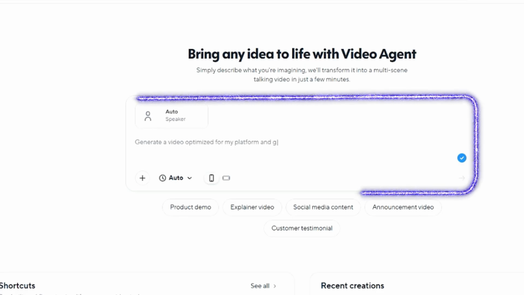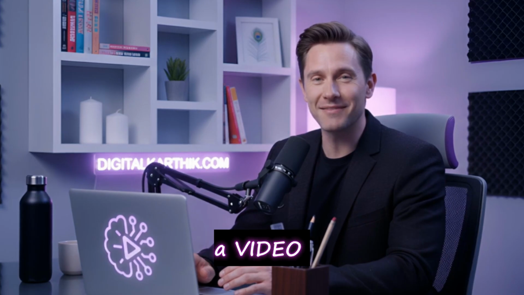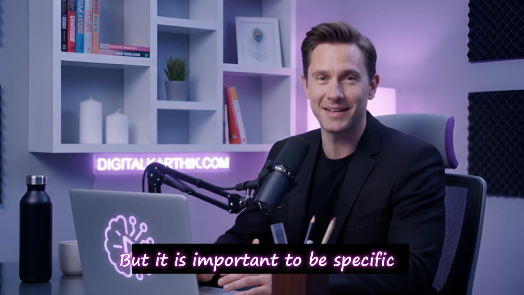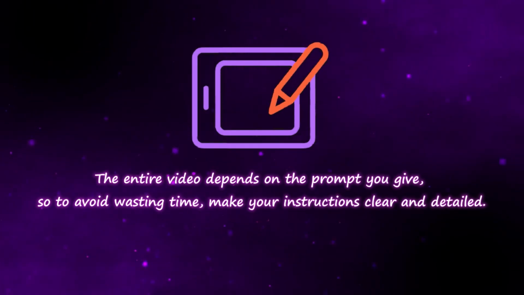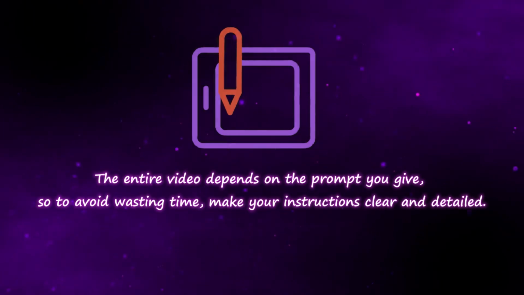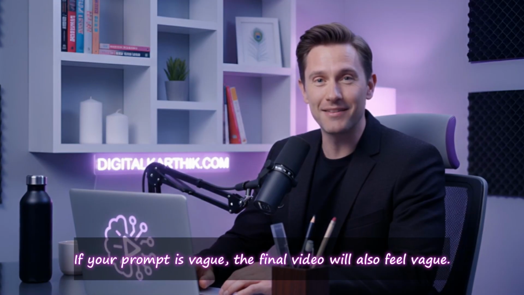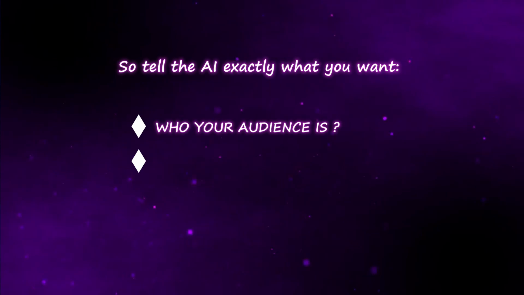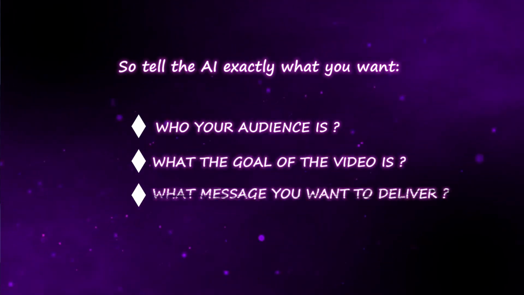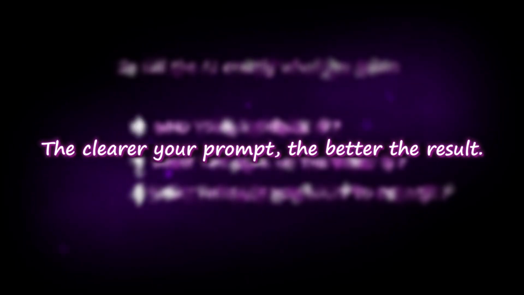This is the prompt input area where you type your video idea. Yes, HeyGen can create a video from just a single line, but it's important to be specific. The entire video depends on the prompt you give, so to avoid wasting time, make your instructions clear and detailed. If your prompt is vague, the final video will also feel vague. So tell the AI exactly what you want, who your audience is, what the goal of the video is, and what message you want to deliver. The clearer your prompt, the better the result.